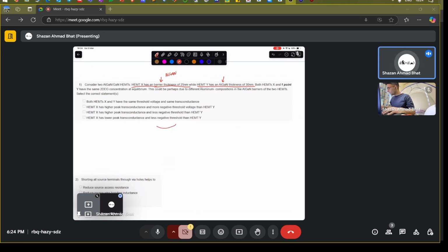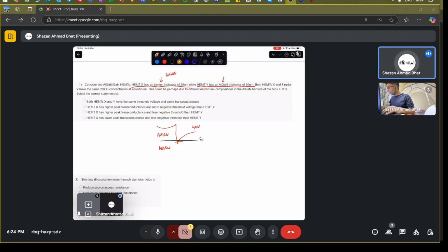AlGaN acts like a barrier. This is a simple AlGaN/GaN HEMT, where right now we are not considering the aluminum nitride layer. So this is the barrier, because it acts like a barrier to the 2D electron gas. The 2D electron gas is present here. If this is the Fermi level, then the 2D electron gas is present here. This is the 2D electron gas.